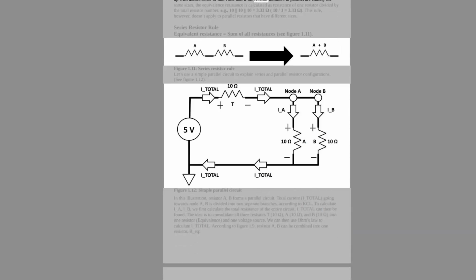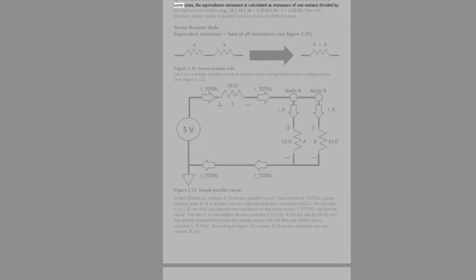Note that if the resistors in parallel are exactly the same size, the equivalent resistance is calculated as the resistance of one resistor divided by the total number of resistors. Example: 10, 10, 10 is equal to 3.33 ohms. 10 divided by 3 is equal to 3.33 ohms. This rule, however, doesn't apply to parallel resistors that have different sizes.